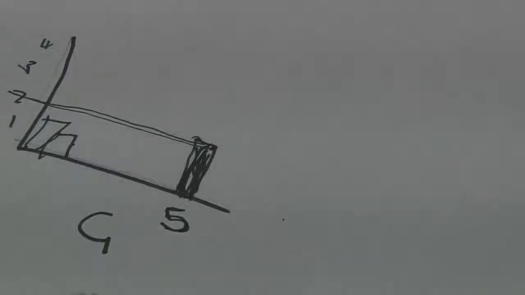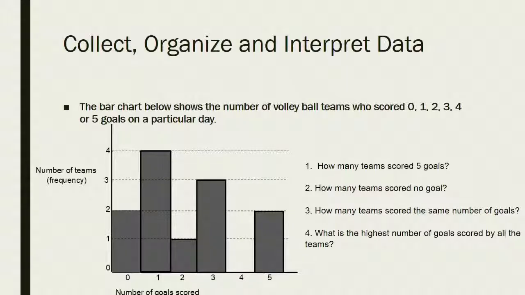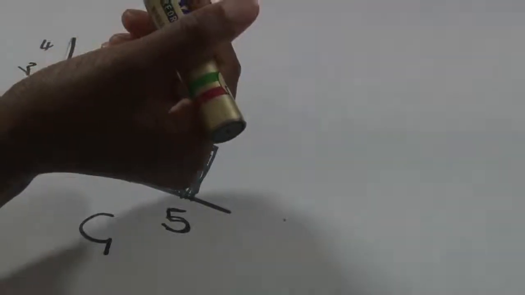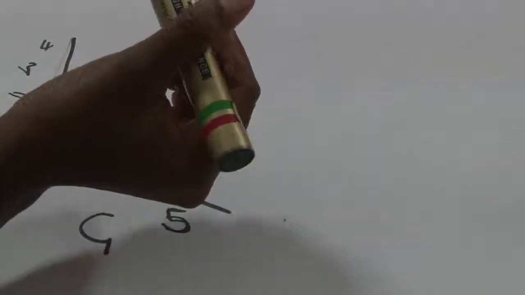So how many teams scored the same number of goals? You look at the teams, and then you look at the same number of goals. You have team 2 there that scored 5. So it is 2 teams.